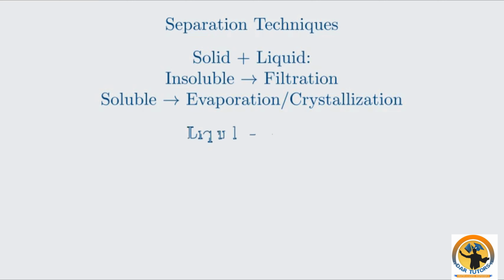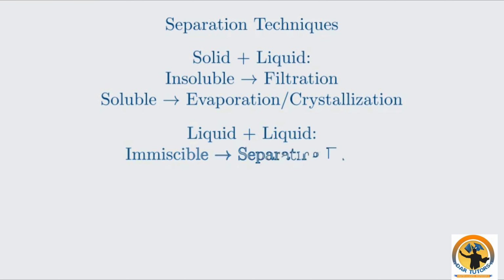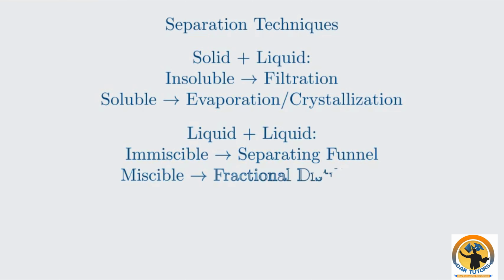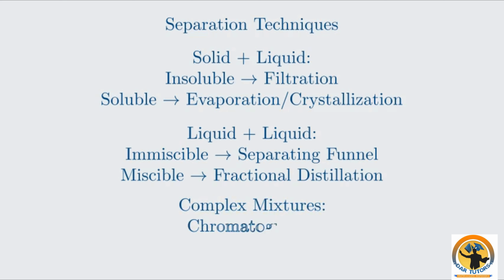For immiscible liquids, like oil and water, a separating funnel is used. For miscible liquids, like ethanol and water, we rely on differences in boiling point, using fractional distillation. Another powerful technique for separating complex mixtures of soluble substances, such as pigments in plant leaves, is chromatography, which separates components based on their different interactions with a stationary and mobile phase.